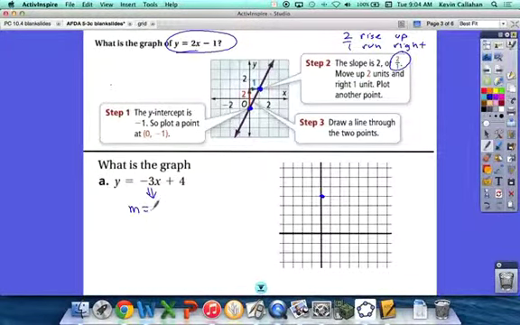Our m is -3, which again, we need to know how much to go up and down and how much to go left and right. So let's write it as -3/1. And what is that telling us to do? Down 3, right 1. The -3 in the numerator is down. The +1 in the denominator is right. But from where? From where are you going to go down 3 and right 1?